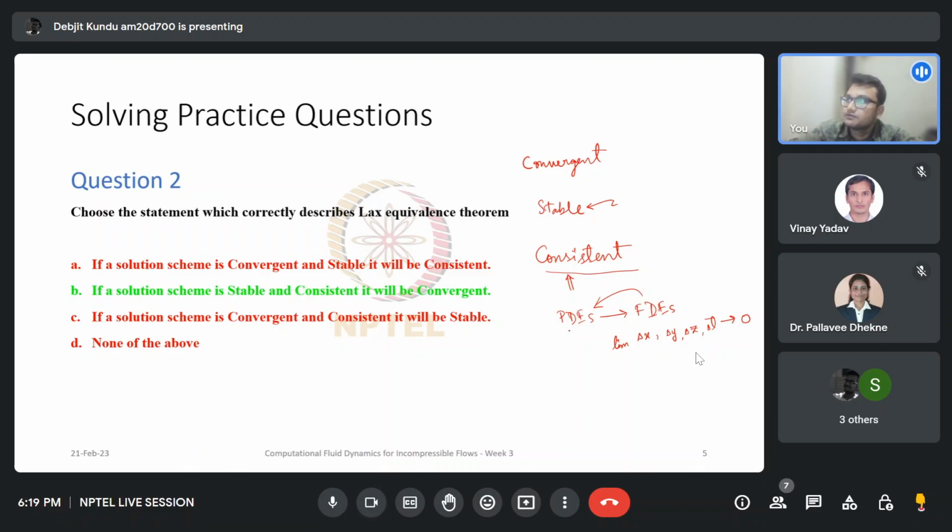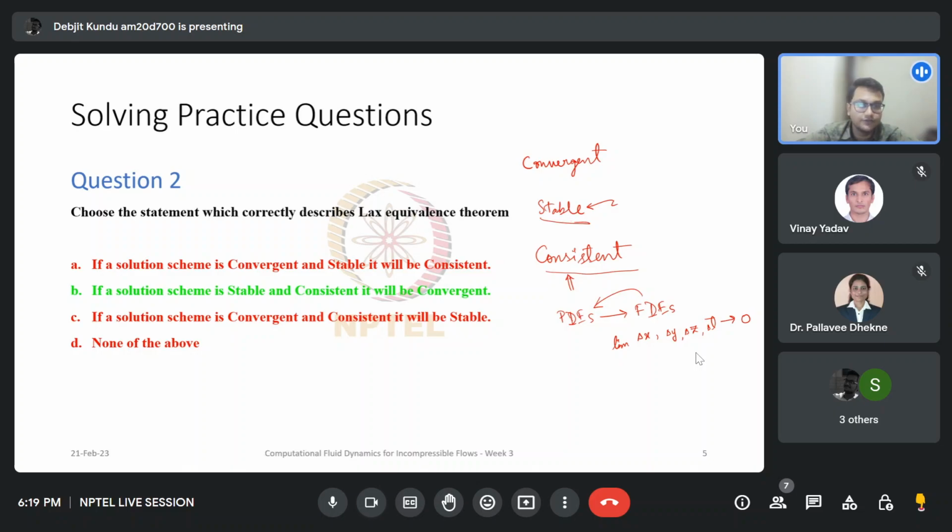So consistency means we will get the same value for PDEs and FDEs as these spacings in the three coordinates x, y, z, and in time as well go to zero. If we put a limit as they go to zero, what happens to those finite difference equations? Do they go back to the original PDEs or not? If they do, then they will give the same values, and that's how we can call those consistent. What about stability now?